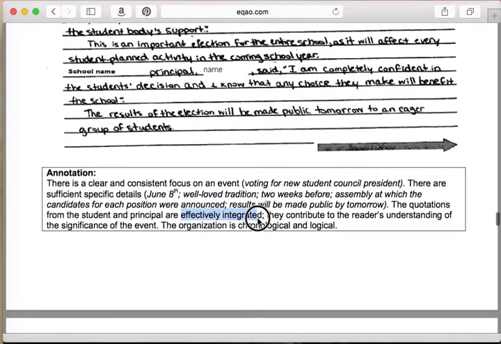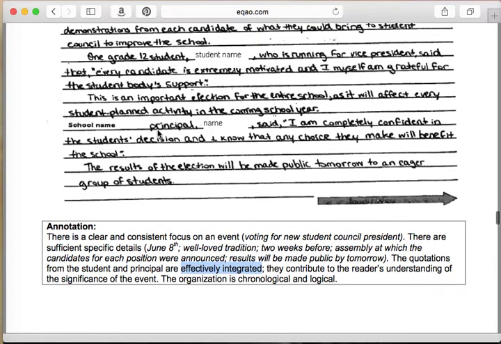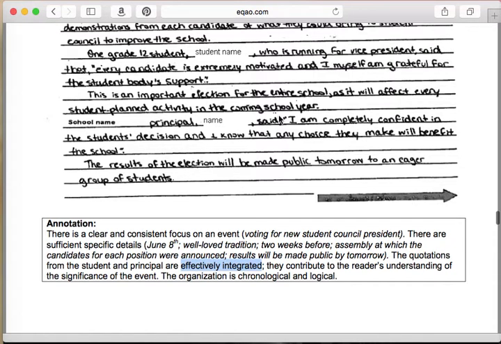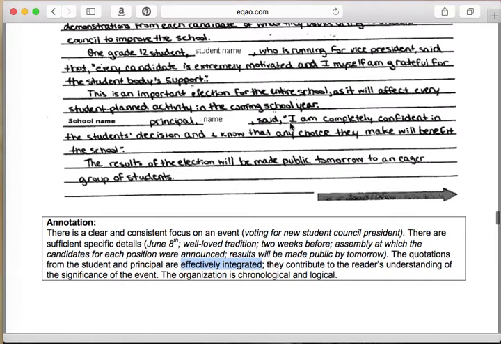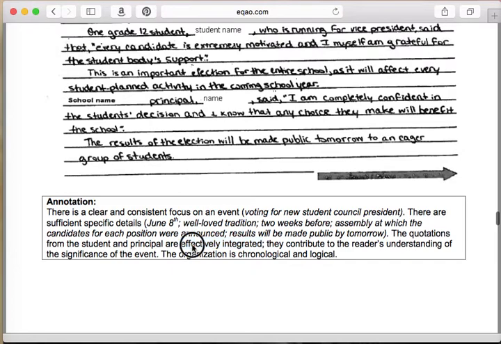So what that means is you have speaker tags. We know who is saying it. Here the student says that the principal, and provides a name, said. You don't ever want to begin a sentence with your quotation. The quotation marks should not be the first thing that your reader reads in that sentence. You have to use those speaker tags in order to effectively integrate them.